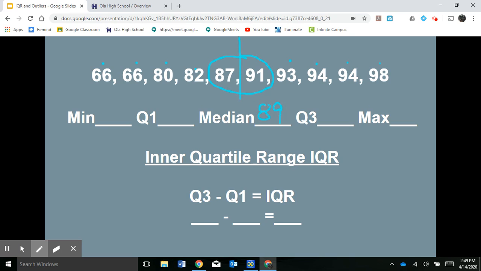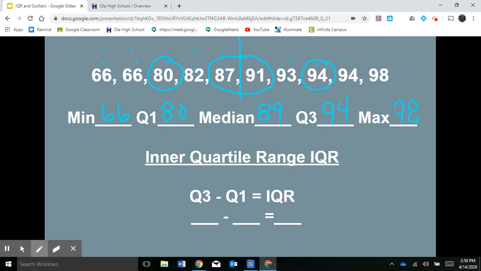Now, since 89 is not in my number line, I'm using 87 as my quartile 1. So 87, 66, and just keep on going down until you see 80 is Q1. All right, and just while I'm down here, I might as well write in 66 here for my minimum. Q3 is going to be 94 because it's in the middle of these 5 numbers. And then my max is 98.